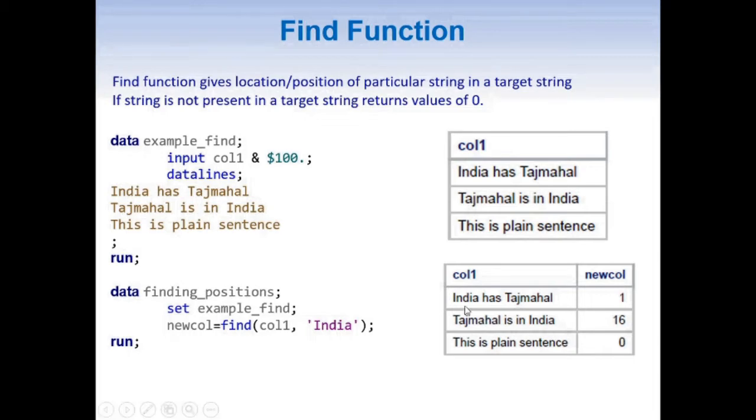Here we have a data set, and this data set has a variable call1, and call1 has values like India has Taj Mahal as one of the observations, and similar other observations, wherein it's something like a sentence, and our goal is to find the location of India in this particular variable. And if you can see, India is there in this particular observation in the very first position.